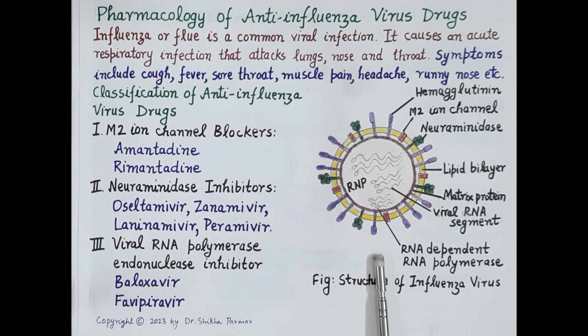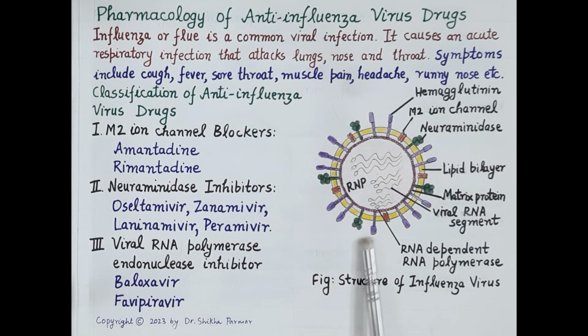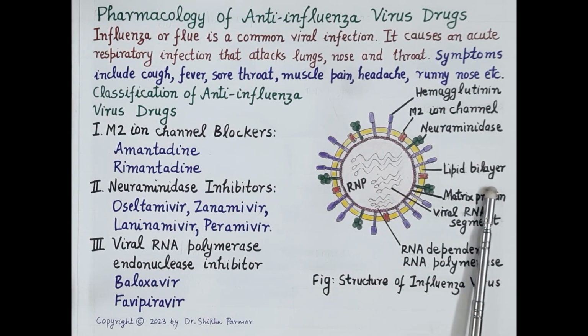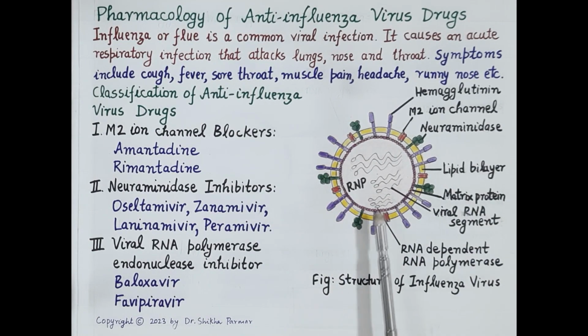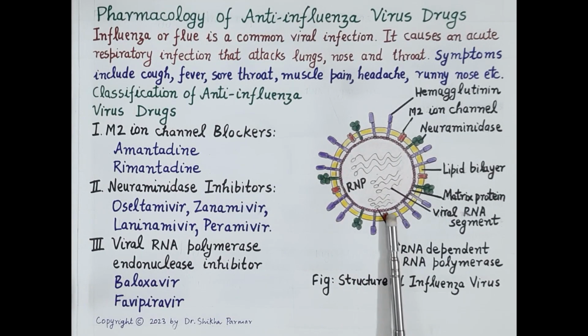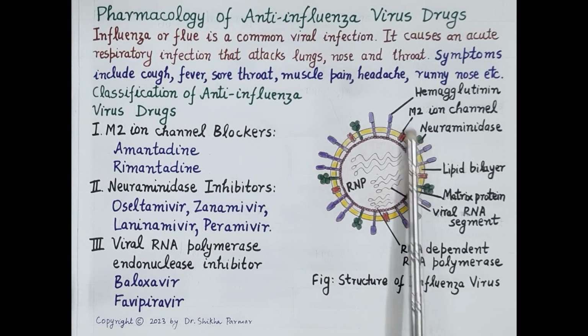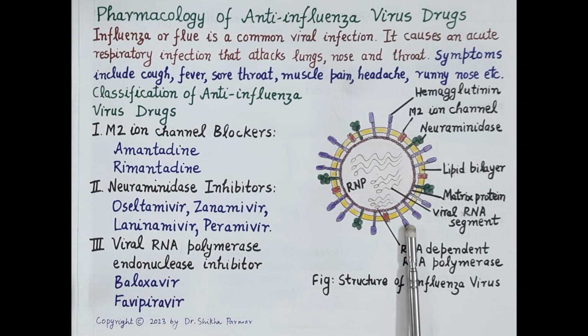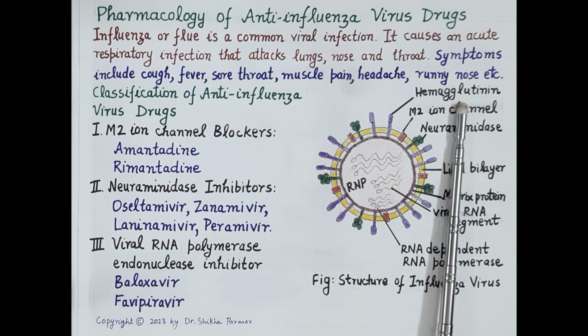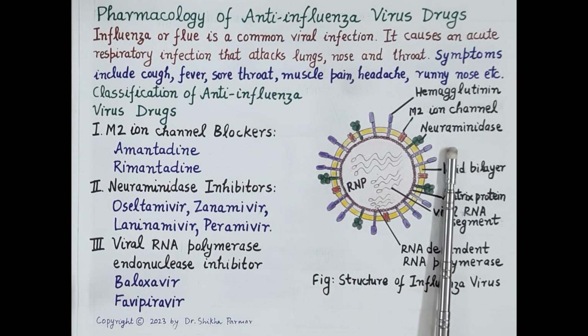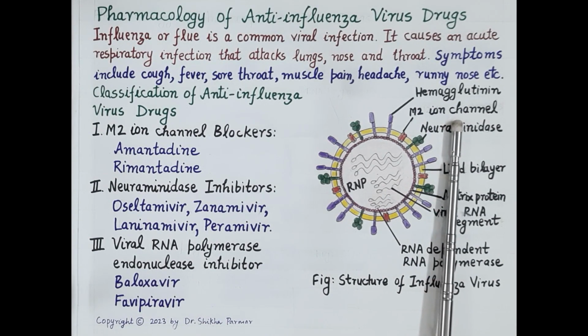Now, in order to understand pharmacology of anti-influenza virus drugs, it is very essential to study the structure of influenza virus. Now, influenza virus is an RNA virus. Now, outer envelope is made up of lipid bilayer. Now, below the lipid bilayer is a layer of matrix protein. Now, the outer envelope consists of special glycoproteins, namely hemagglutinin, then neuraminidase, then M2 proton ion channels.